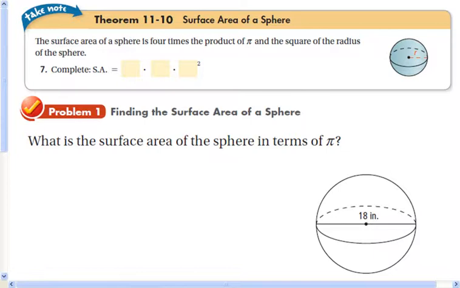Alright, so here's the idea for the surface area of a sphere. It is 4 times the product of pi and the square of the radius. So we just need to do 4 times pi times the radius squared. And we'll go ahead and use that formula right away to find the surface area of this sphere. We'll just substitute in the radius for that.